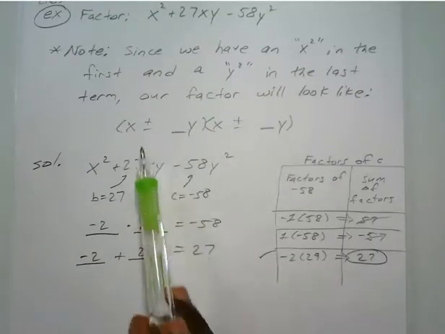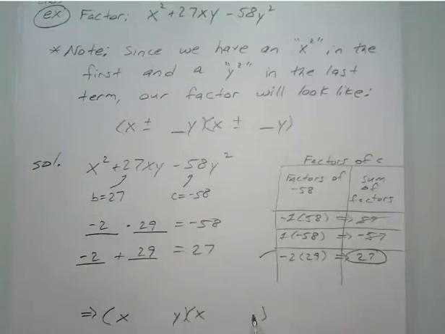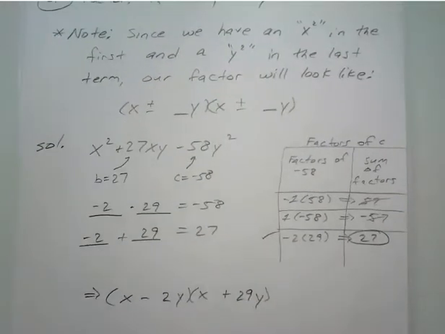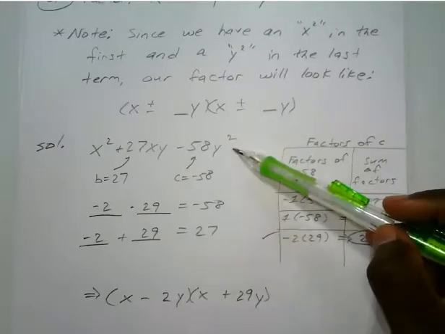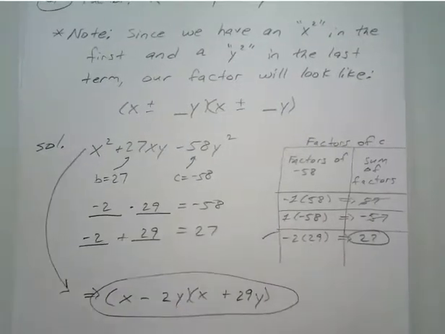Okay, now remember, we have our x and y in our original expression. So if we're going to factor, our first term is going to have the x. Our last term is going to have the y. So you have minus 2, so that'll end up being minus 2y, and positive 29, so plus 29y. Okay, so you have x minus 2y and x plus 29y. So if you do the FOIL method, you'll end up right there. And that's your factor.